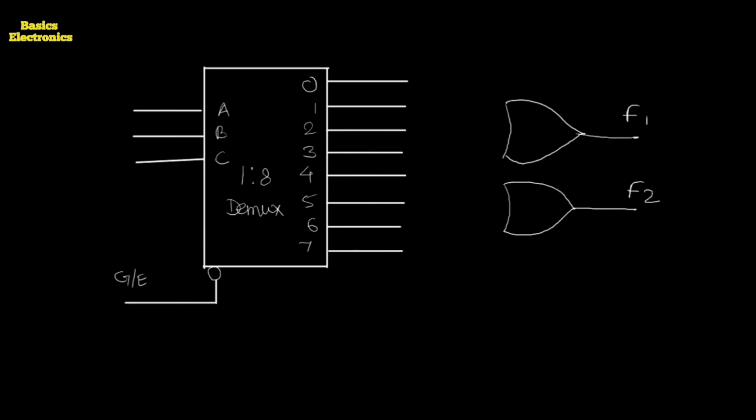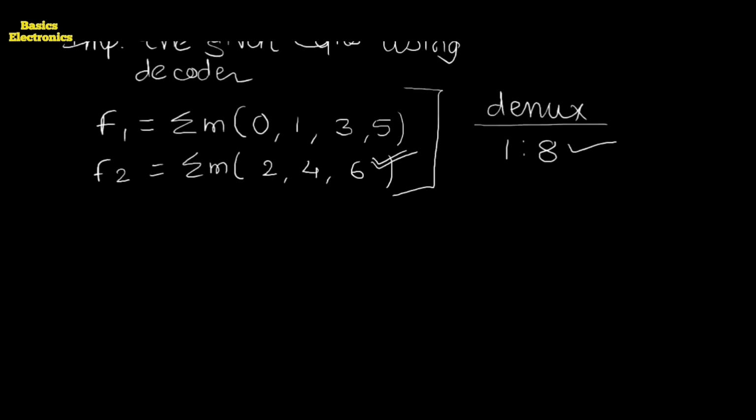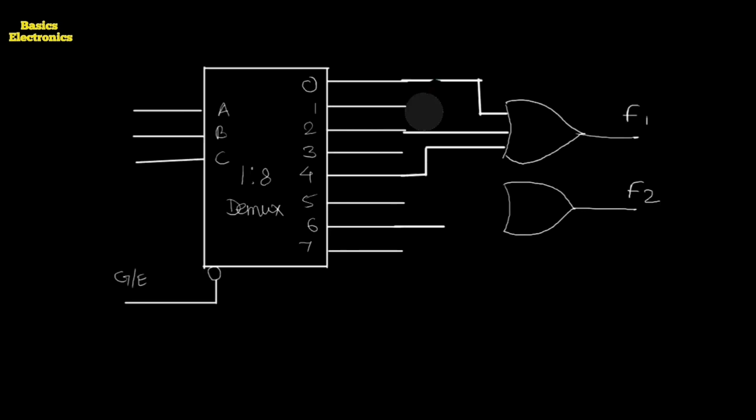Which are those lines? Those lines are 0, 1, 3, 5. 0, 1, 3, 5 are connected to the first gate having the output F1, and 2, 4, 6 are connected to the gate having the output F2. Okay, so for the first gate, the 1, 3, 5 are given. Here is the first line I am going to connect here, then third line, then the fifth line. Here it is the fifth one.